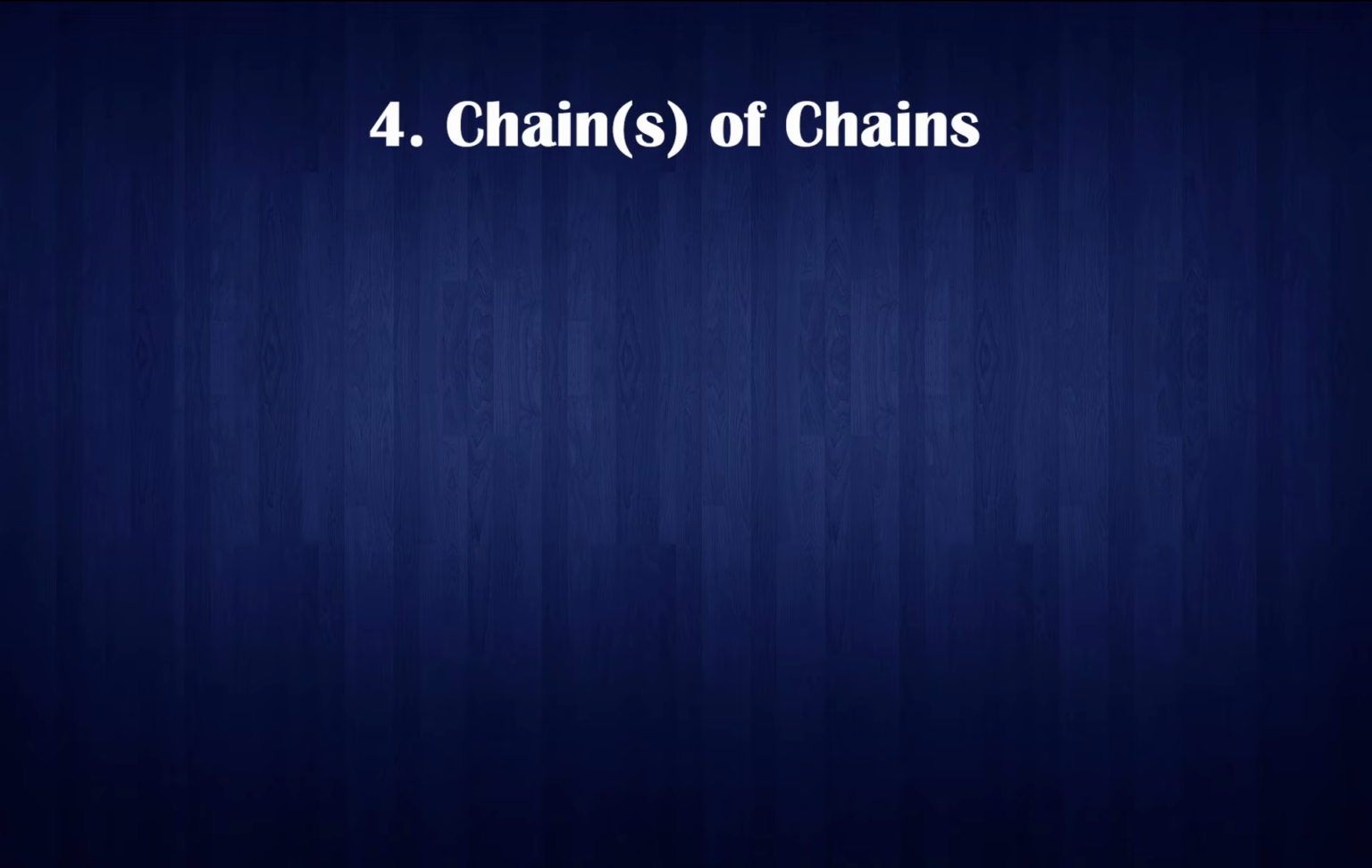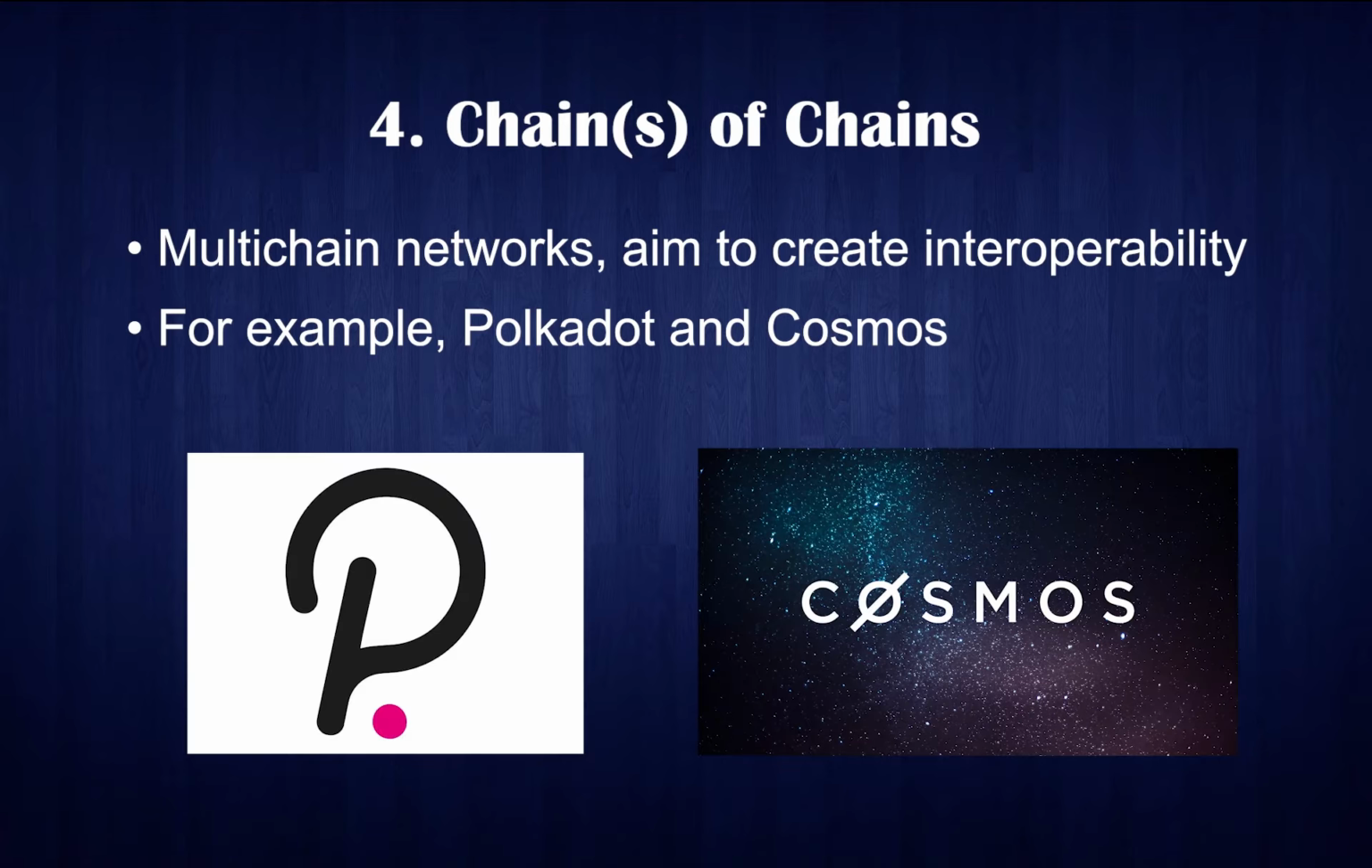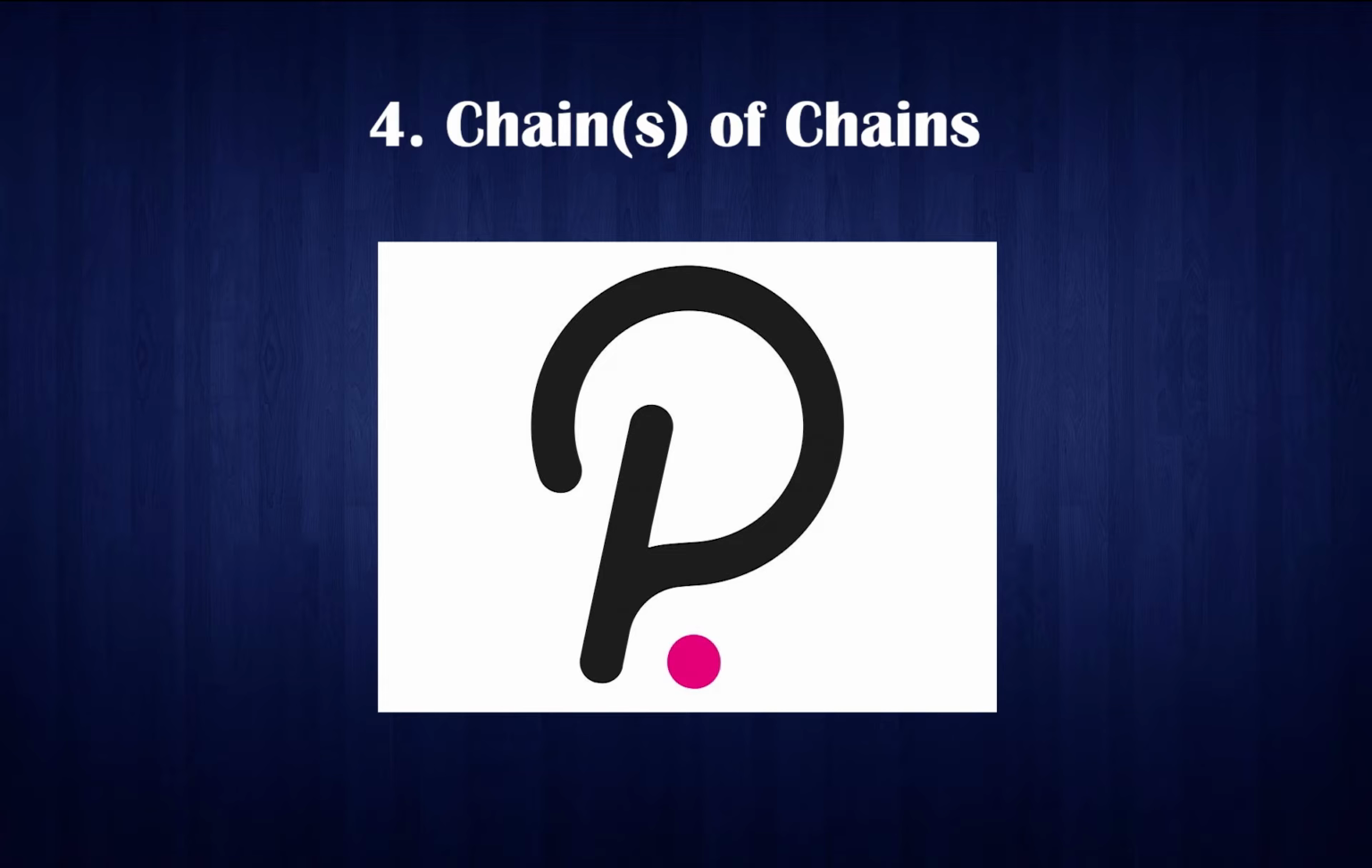Now, we're going to move up to another level of interoperability, chain of chains. For example, Polkadot and Cosmos. We call them chain of chains because they are multi-chain networks. These two blockchains aim to solve for the same goal, which is interoperability. Now let's take a quick look at Polkadot architecture.